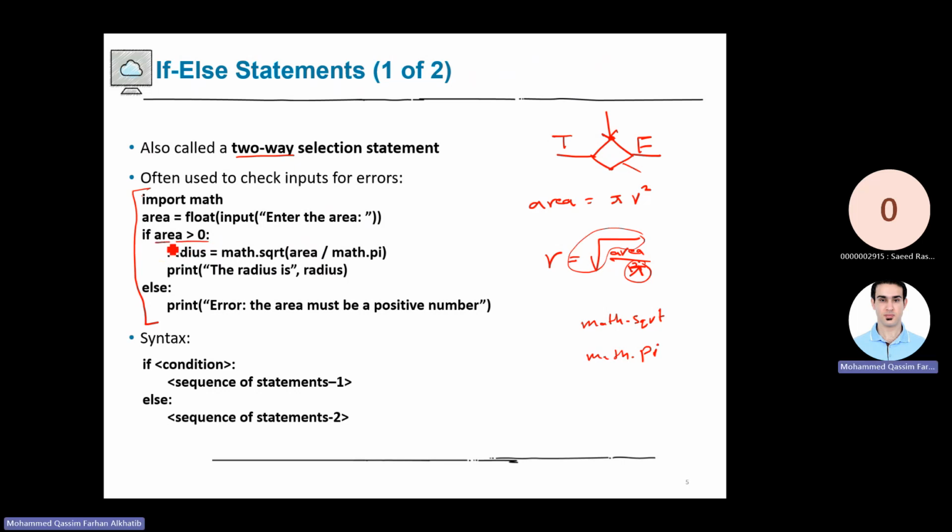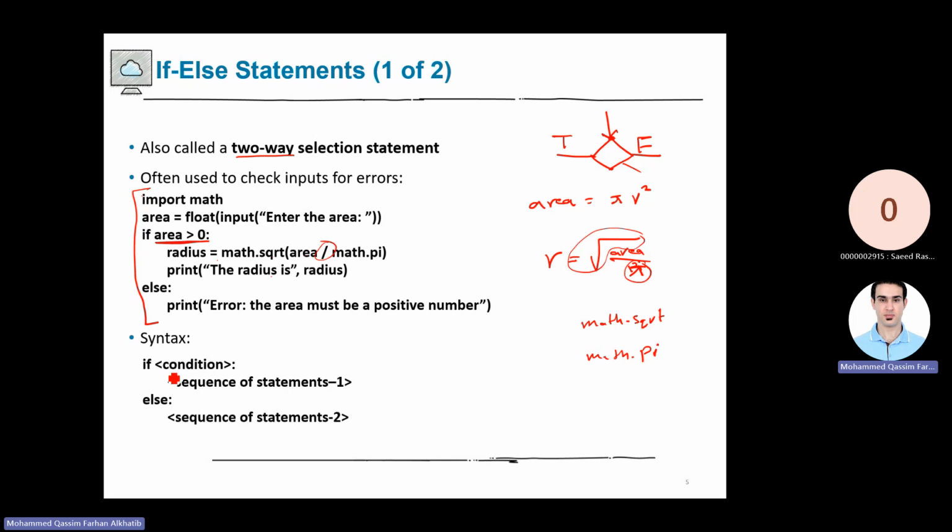First, if the area is larger than 0, to make sure that my area is real valued, something physically correct, then calculate the radius. Radius is math.sqrt of area over math.pi. And remember the division operator. Then print it. If the area provided was a negative value, that's physically incorrect, and then it will print an error: the area must be a positive number. And the syntax is as simple as this.